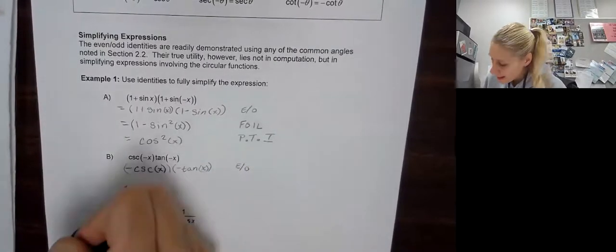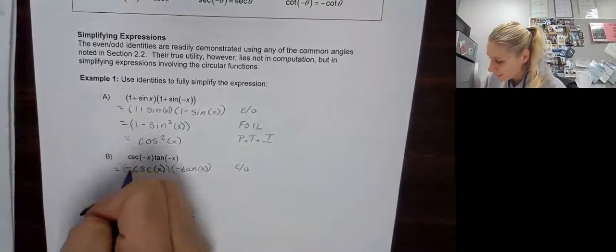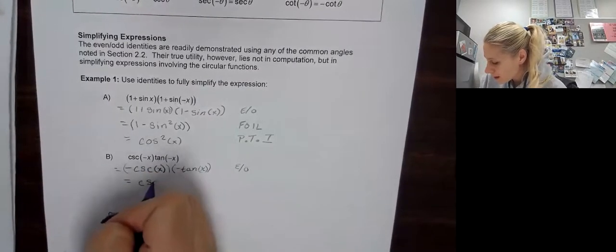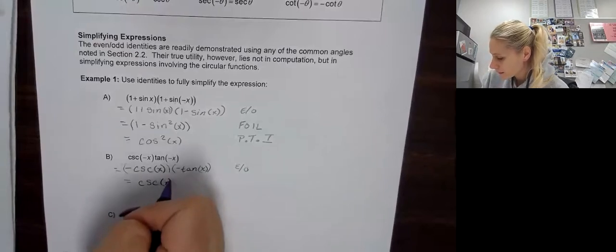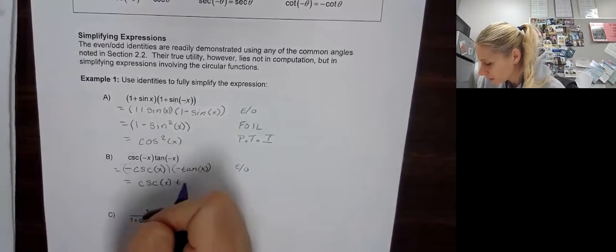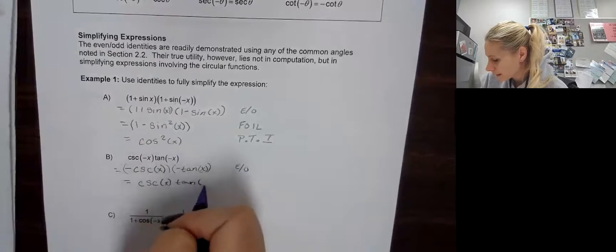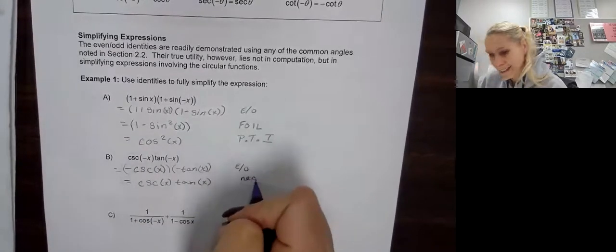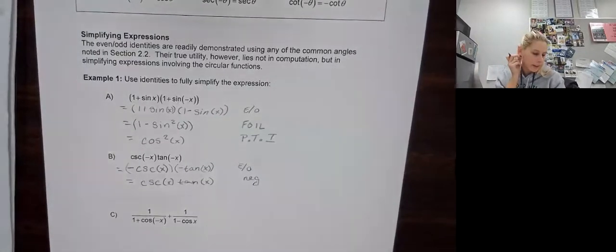Okay. Now I'm going to put down the step that a negative times a negative is a positive. So you get cosecant x times tangent x. Okay, I'm just going to do negatives. I'm going to say negative so we can think of negative times a negative.